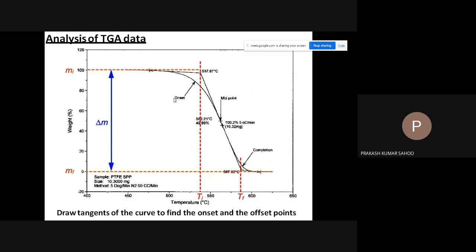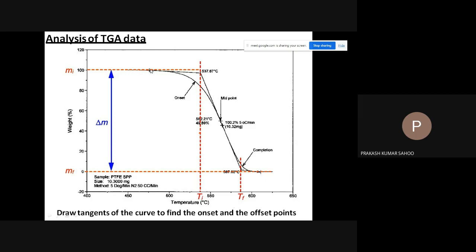This is the plot of TGA. This is a sample plot. Just see here. This is the plot of temperature versus weight. With rise in temperature, how much weight is lost, right? So this is the curve. Just see here, mass is 100. So from 100, with rise in temperature, the mass is lost like this. So mass is lost. Again here what happened? This becomes saturated with rising temperature.